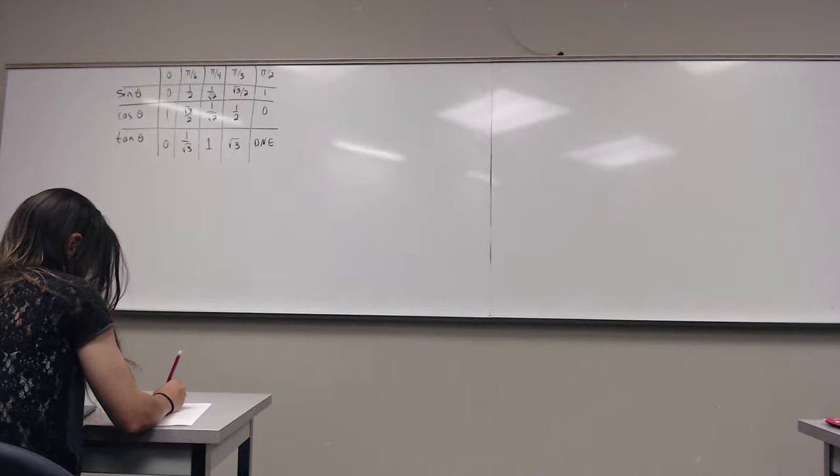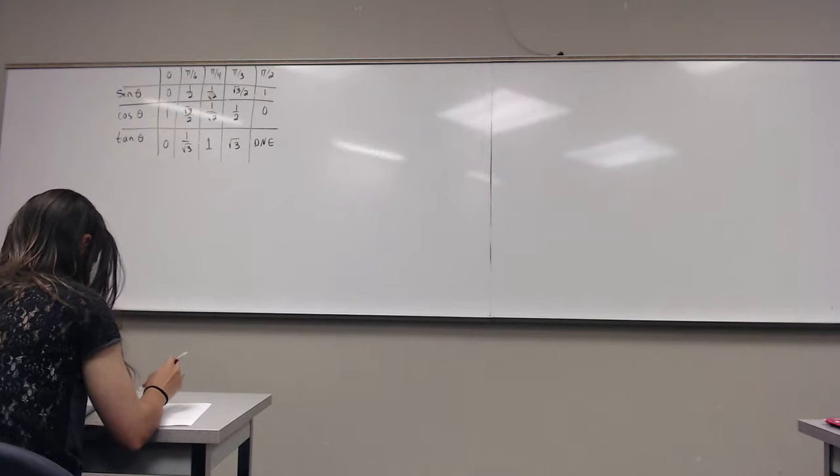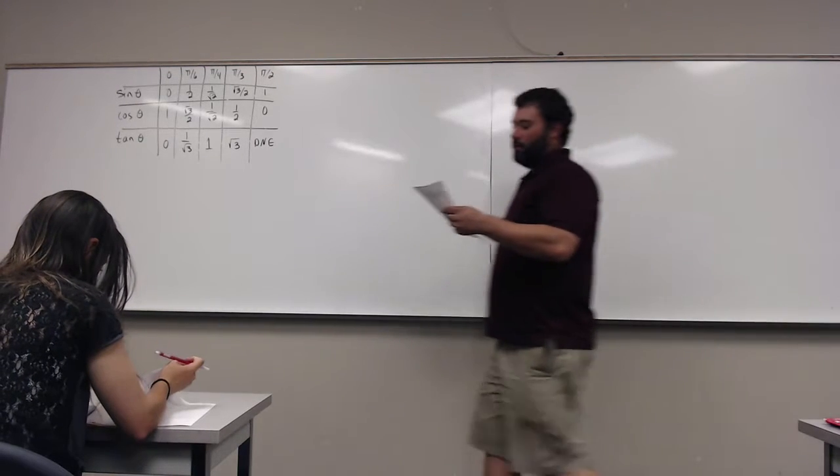So we're going to go ahead and get started. So now we're kind of going to make a connection between right triangles and the unit circle.